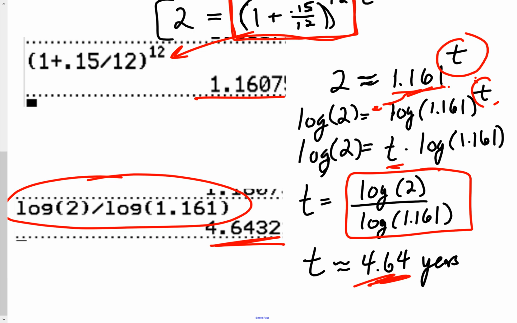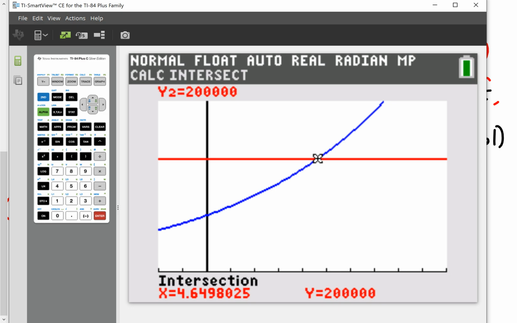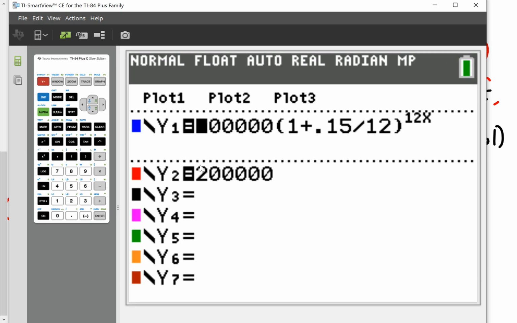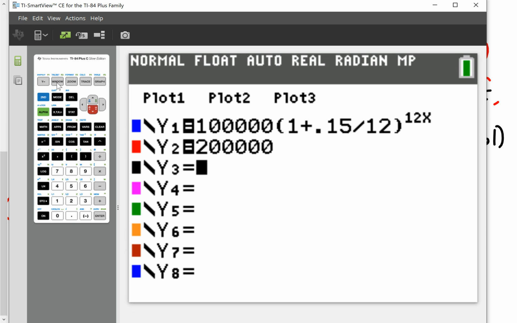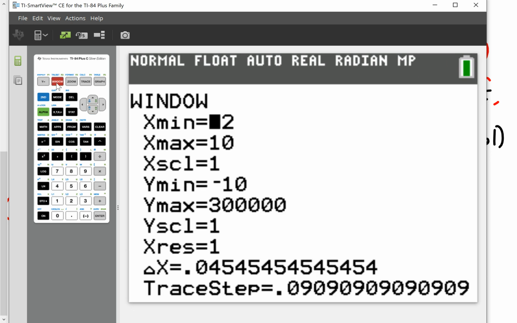Now, if you don't like the algebra method, we could use our graphing calculator. So our Y1 is just our initial investment compounding monthly formula. Instead of t, I've got x. And then we want to know when it doubled, how long to double to get to 200,000. And here's how I set up my window so that I could see that. X min to -2, X max at 10. And I did a Y max of 300,000 because we want to see where it makes 200,000, so we might as well go a little bit above.